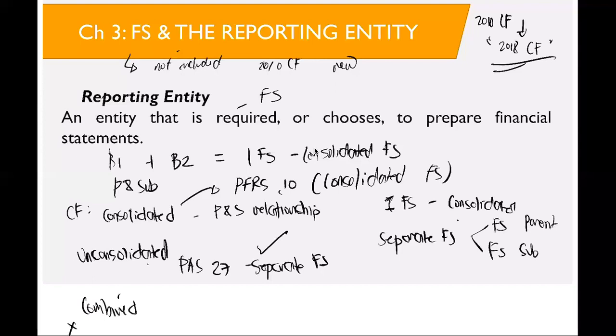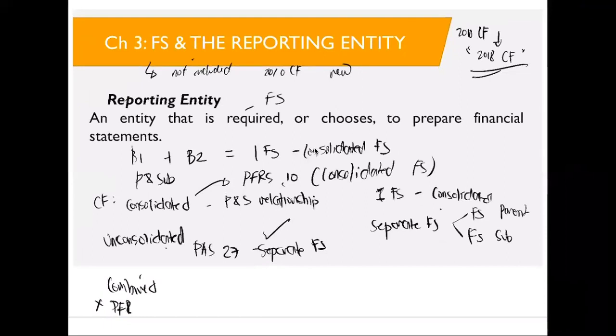Combined financial statements is not provided under PFRSs, meaning there is no specific standard that provides for combined financial statements. Here, we present one FS, meaning it is a consolidated FS. However, there's no parent-subsidiary relationship. Okay, look at the differences. Consolidated, there is a parent-subsidiary relationship, present one FS. Unconsolidated, there is a parent-subsidiary relationship, present separate FS. Combined, there is no parent-subsidiary relationship, present one FS.